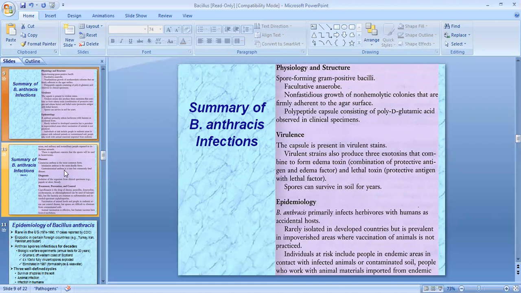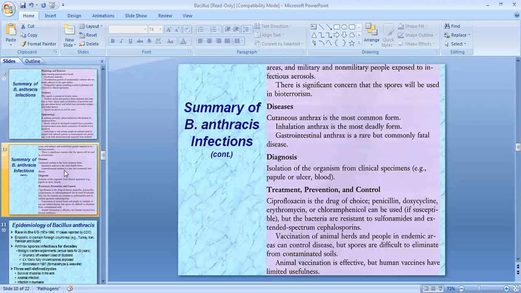It is rarely isolated in developed countries, but is prevalent in impoverished areas where vaccination of animals is not practiced. Individuals at risk include people in endemic areas in contact with infected animals or contaminated soil, people who work with animal material imported from endemic areas, and military and non-military people exposed to infectious aerosols. There is significant concern that the spores will be used in bioterrorism. This is the first bacteria which was used as a bioterrorism agent.